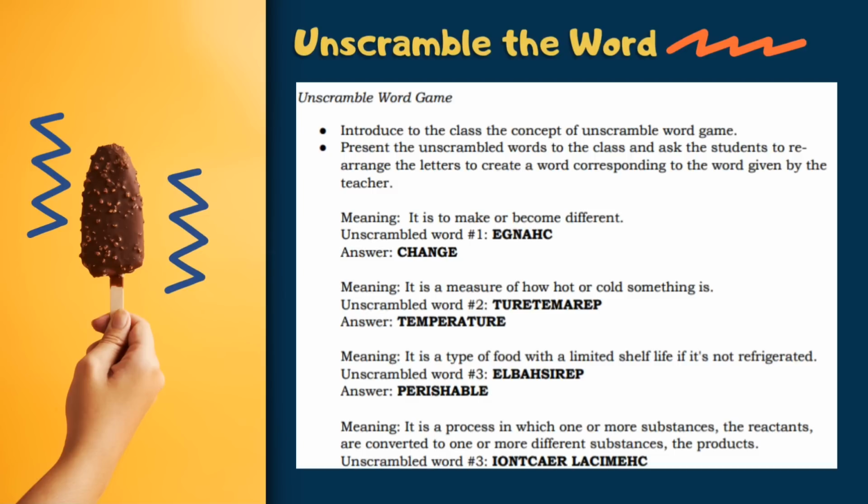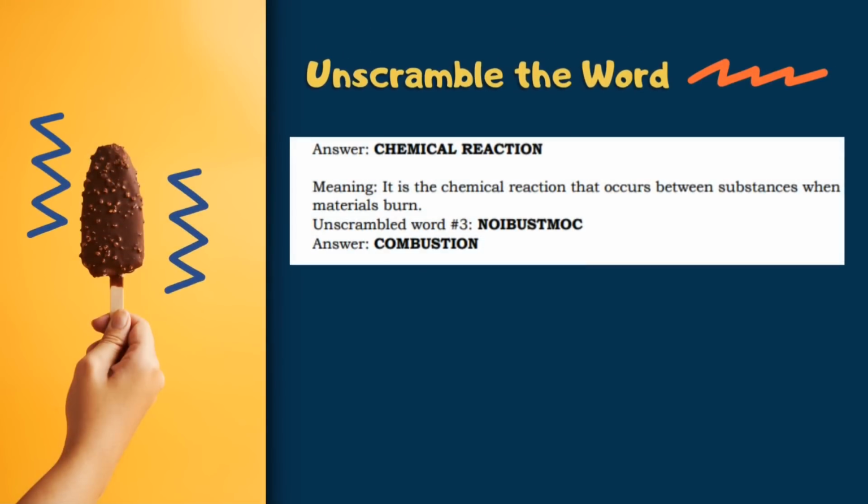Okay, now the next one is a process in which one or more substances, the reactants, are converted to one or more different substances, the products. Okay, so the answer is chemical reaction. And another one: it is this chemical reaction that occurs between substances when materials burn, and it is combustion.